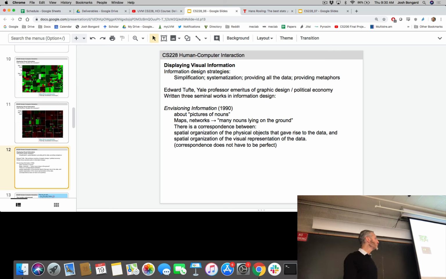In pictures of nouns, we're usually talking about maps or networks somehow. We're trying to create a correspondence between the actual spatial organization out in the real world among the objects of interest and the spatial organization in our virtual representation of those objects. That correspondence does not have to be perfect, and it usually cannot be perfect. Why can it not be perfect? Why can't we create a one-to-one correspondence between physical spatial organization and virtual spatial organization?